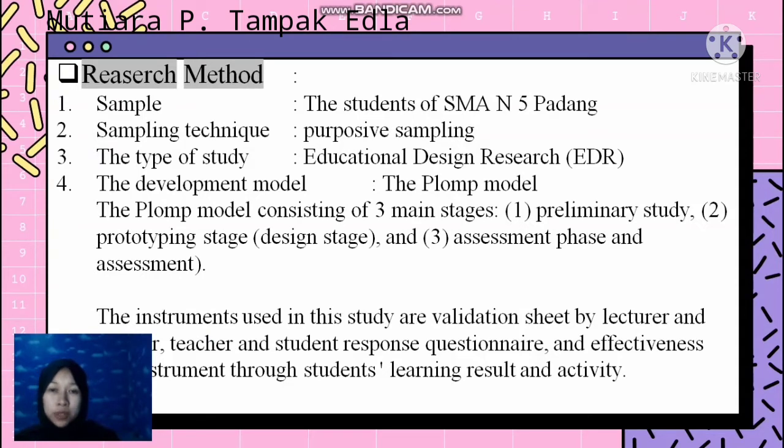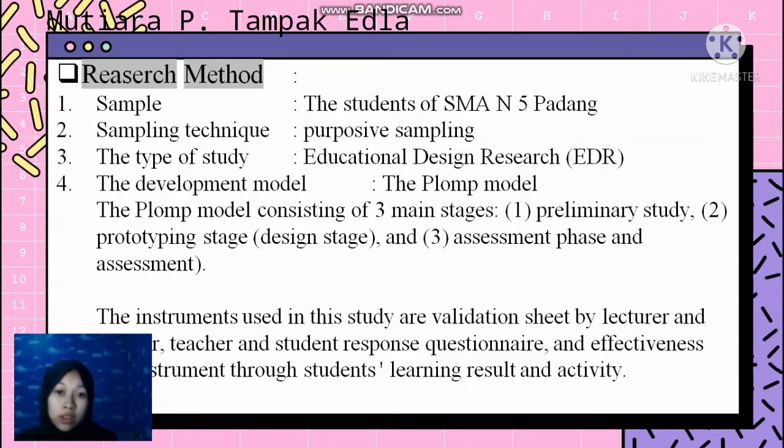The research method in this journal. First, sample. The sample is the students of Senior High School 5 Padang. The sampling technique used is purposive sampling. The type of study is Educational Design Research or EDR, and the development model uses the Plomp model.